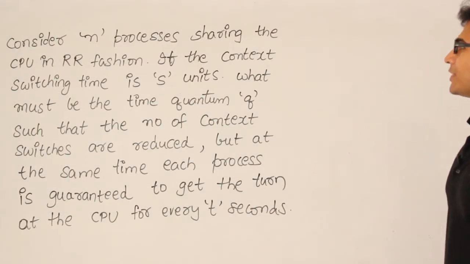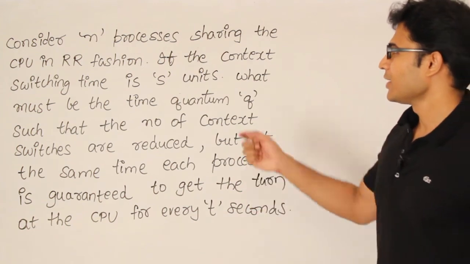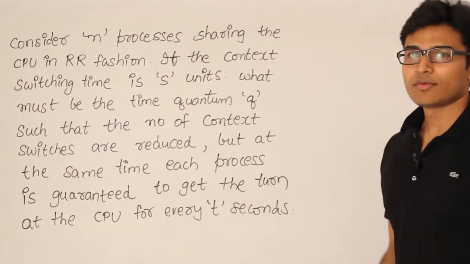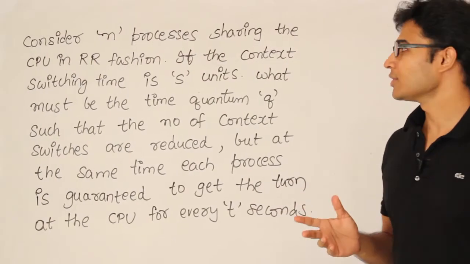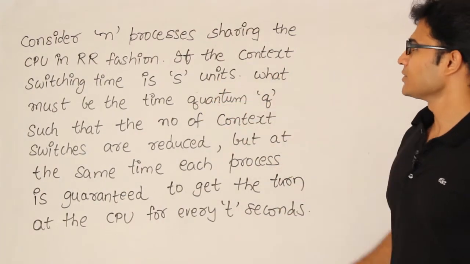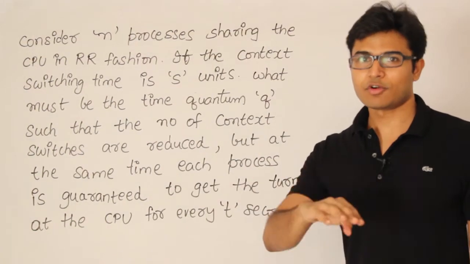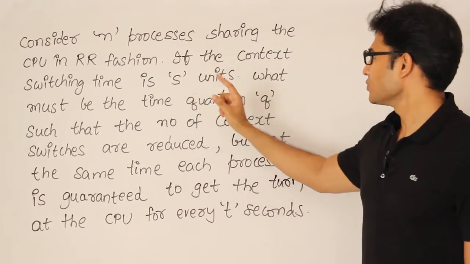Okay, the question looks big, but the answer is simple. Let me read out the question and explain. Consider n processes sharing the CPU in round robin fashion, which means we have n processes running in round robin. The context switching time is s units, which means when you are in one process and you want to change to the other process, the time taken between them is s units.